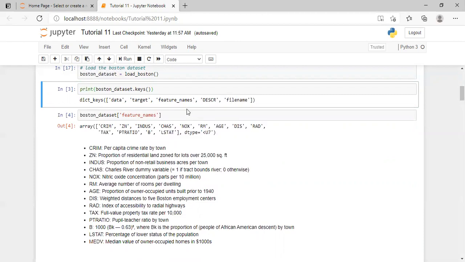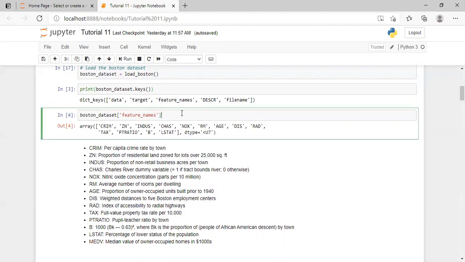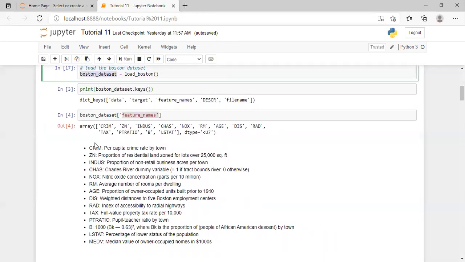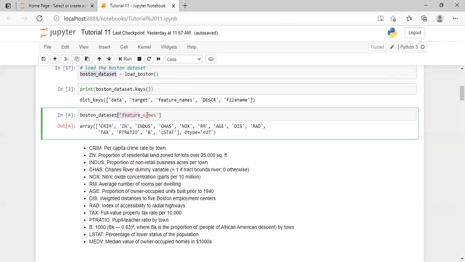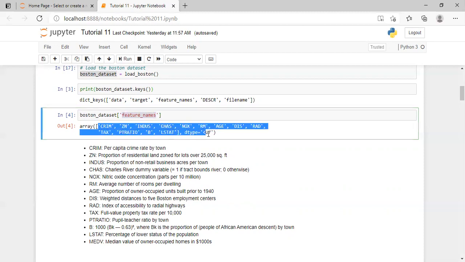One by one, I would be exploring those things, and how to load them in a pandas data frame. If you see the feature names, I've passed feature names in square brackets in my Boston dataset. I want to index the feature names because it's a dictionary. So I'm giving a key for the dictionary, which is feature names, and it gives me the values. There's a relationship of key and value, but you don't have to go into much further detail about this. The feature names give us all the names of the features.